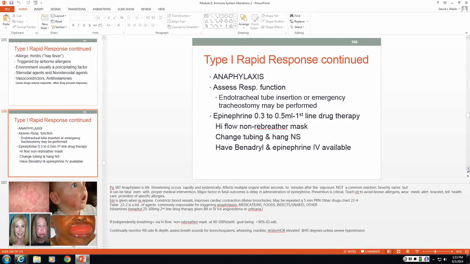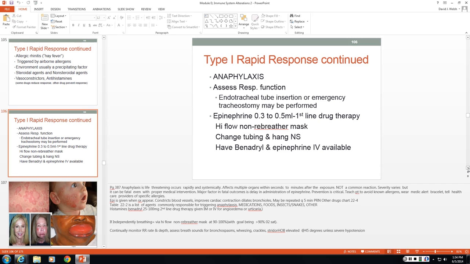A major factor in fatal outcomes is the delay in administration of epinephrine. Now, prevention is critical, so you need to teach the patient to avoid any kind of known allergens, wear medical alert bracelets, and tell healthcare providers of specific allergies. Epi is given when symptoms appear. What it does is constrict blood vessels, improve cardiac contraction, and dilate bronchioles. You can repeat it within 5 minutes as needed.